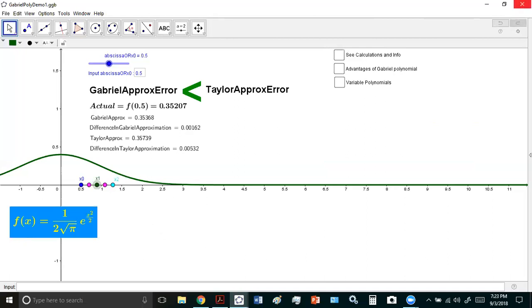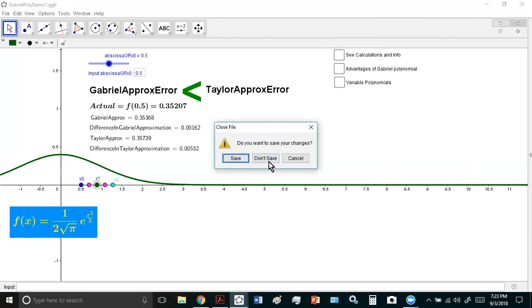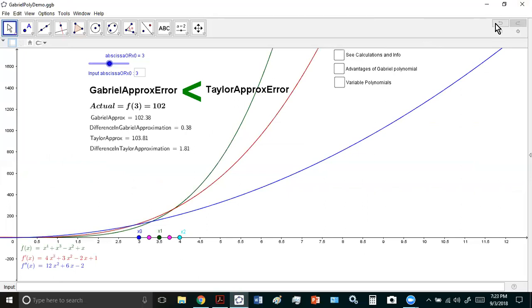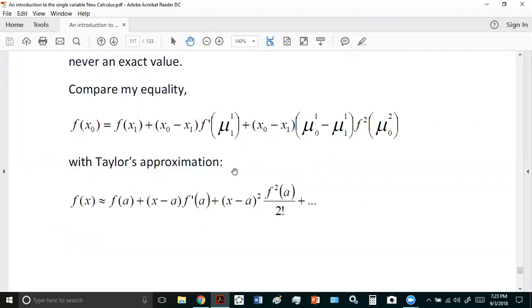So at any rate, I'm going to just save these and close them, and I'll provide links to these applets that I've used here, and you can take a look at them. But I said I was going to show you how to go from this form to the next form. So let me do that very quickly.